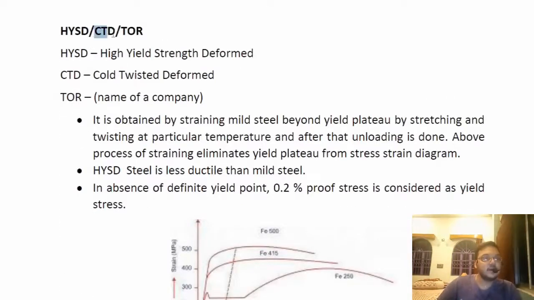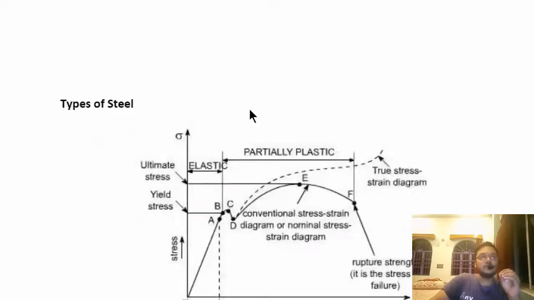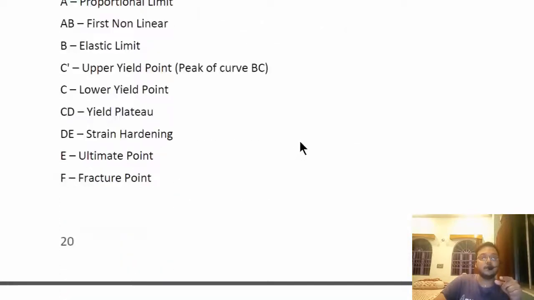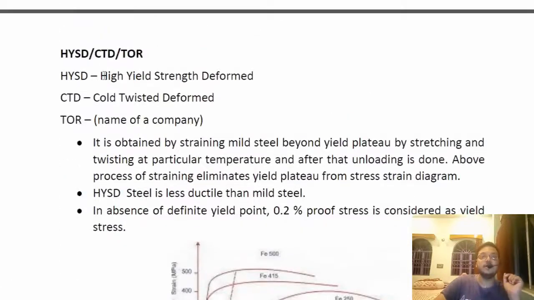Next, this graph was about the mild steel. Next is the HYSD or CTD or TOR. So what are these terms? HYSD represents the high yield strength deformed bars. These bars are purposely deformed during construction, and they are seen to give us high yield strength. That's why for HYSD bars the yield strength is higher, 415 and 500, but for mild steel it was only 250.